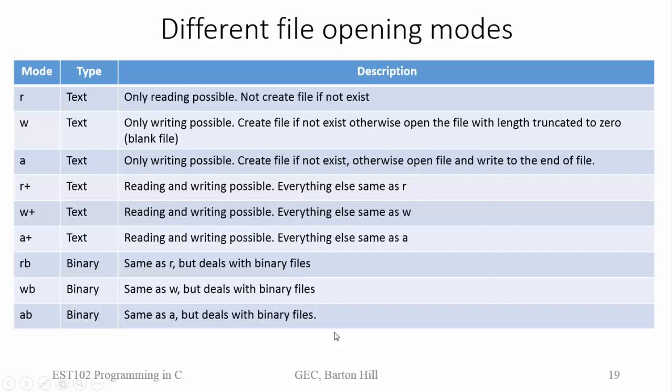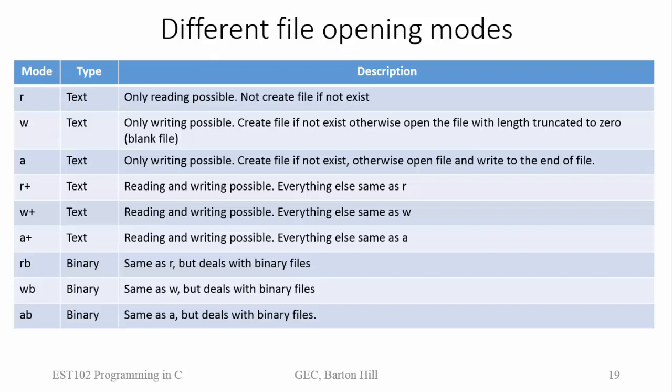Hello all. In this video session we'll be discussing different file opening modes. In our previous sessions we have discussed the file opening modes R, W and A. R stands for read, W for write and A for append. So these modes deal with text files. Here we can write R or RT, W or WT, A or AT, where T stands for text file. You can write either RT or simply R.